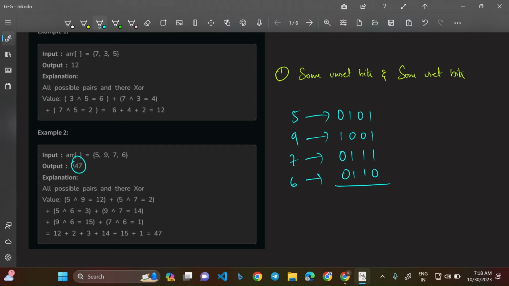All right, XOR of each pair. So we are looking for 5 XOR 9, 5 XOR 7, 5 XOR 6, 9 XOR 7, 9 XOR 6, and 7 XOR 6. So these are 6 pairs possible, and we are evaluating them.